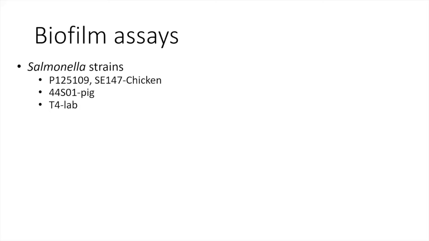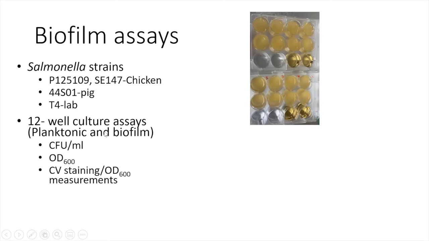So for the assays, we optimized the cocktail in the propagating host, which is SC147, and we tested this biofilm in another chicken isolate. So the propagating host is a chicken isolate, so we had another chicken isolate as well. And then the pig isolate, which is the 44SO1, and then a lab strain. So we did different biofilm assays.